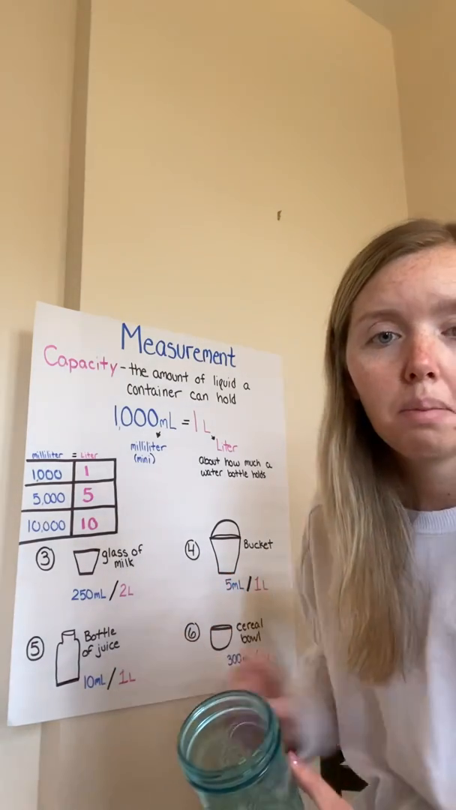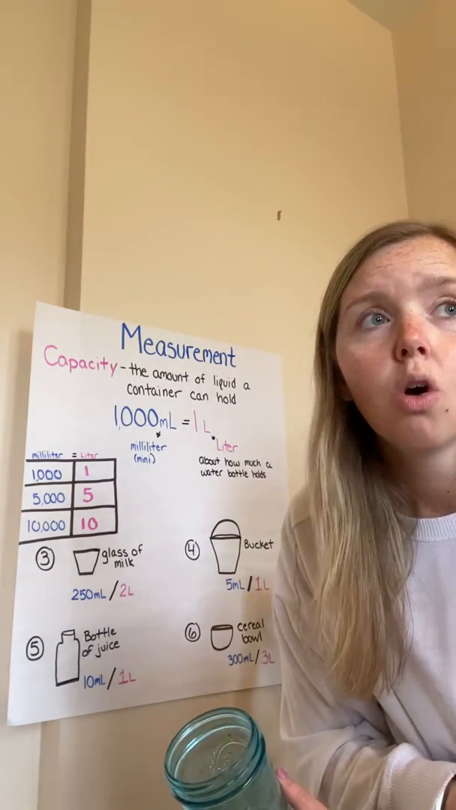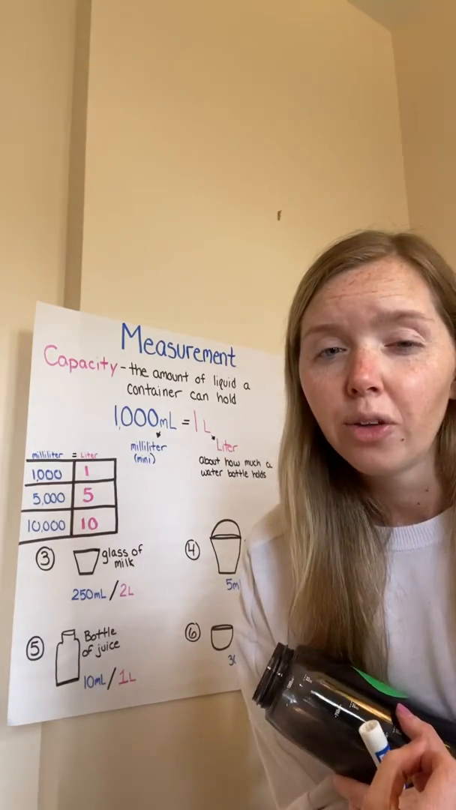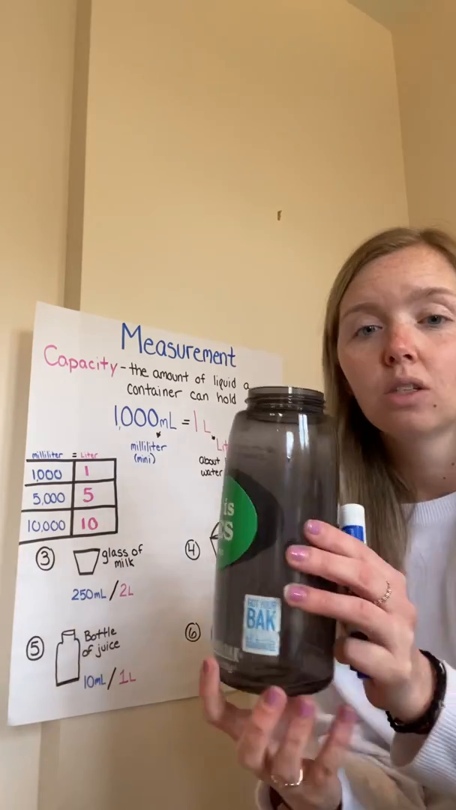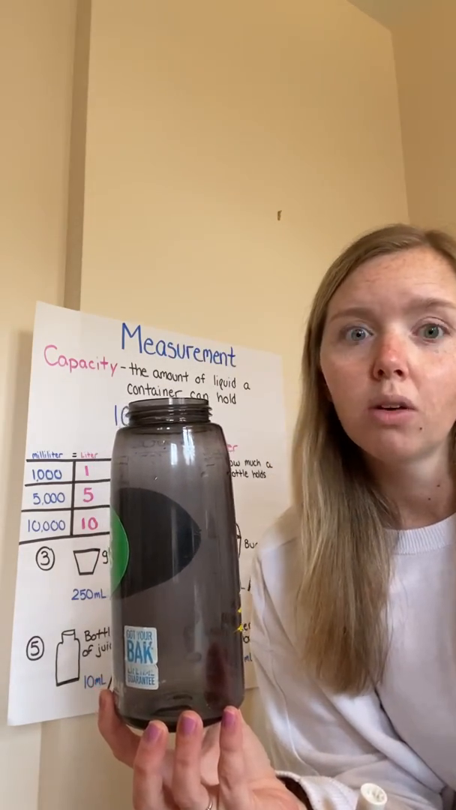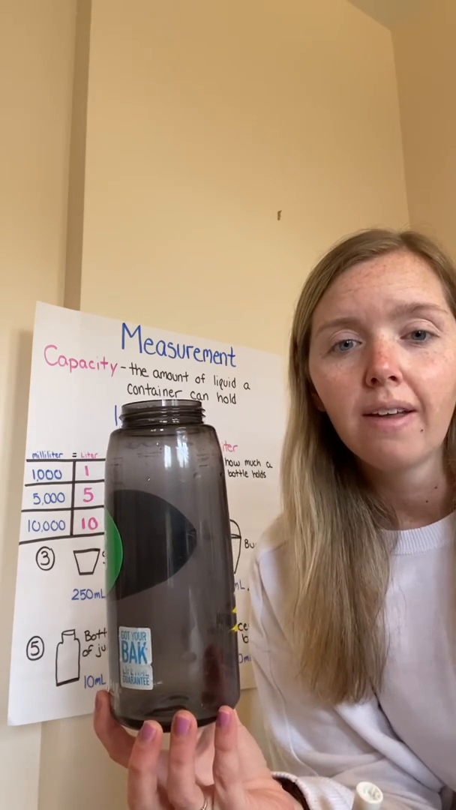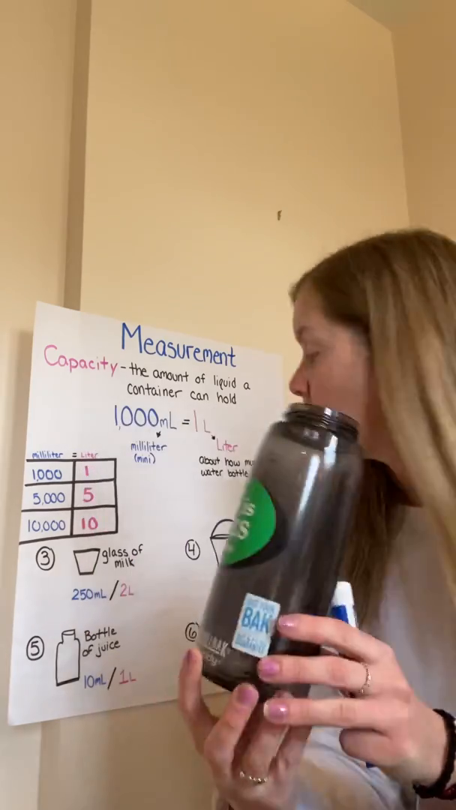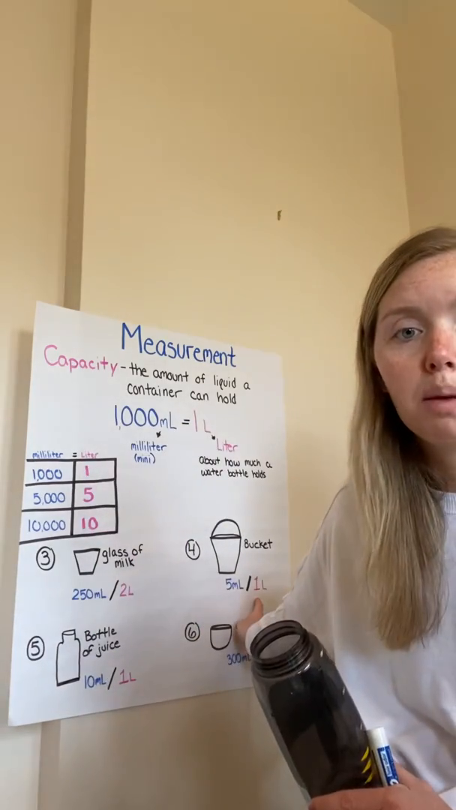In 4, it asks about a bucket. It says, do you think a bucket can hold 5 milliliters or 1 liter? Well, 5 milliliters is smaller than a teaspoon, and this is 1 liter, so I'm going to think, is it going to be bigger than a liter or smaller than a liter? This bucket is probably going to hold more than a liter, so I would say about 1 liter for my bucket.